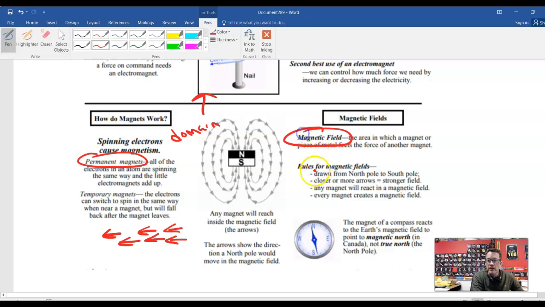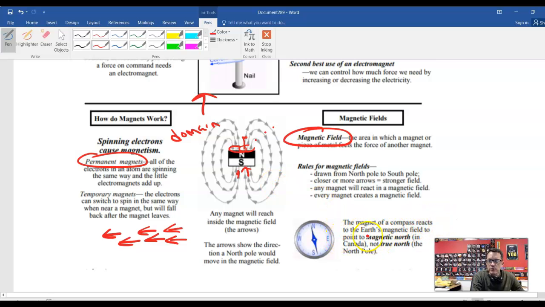Again, we have a magnetic field that surrounds the magnet. The lines are always going to head to the south and away from the north. We see that as we get farther away, the field gets weaker. The strength is going to be greatest at the poles on this.